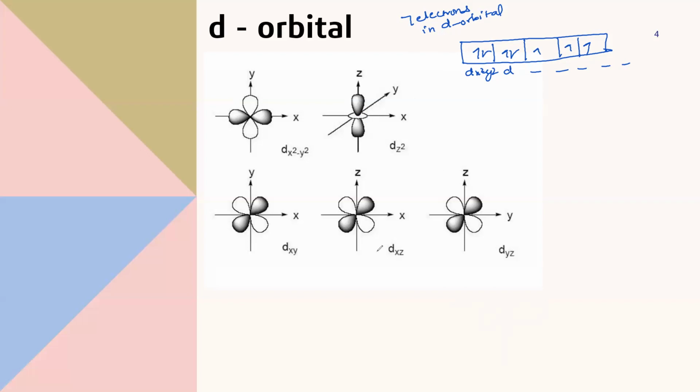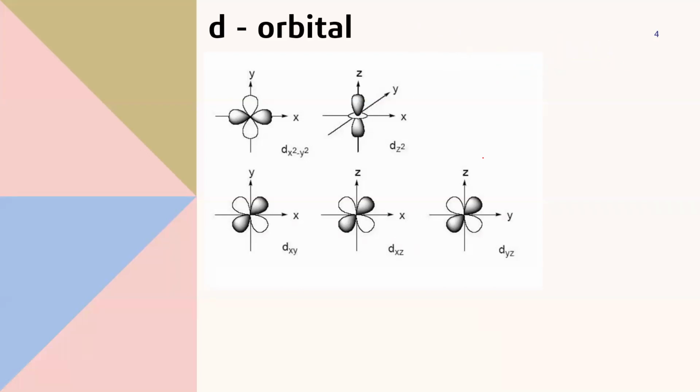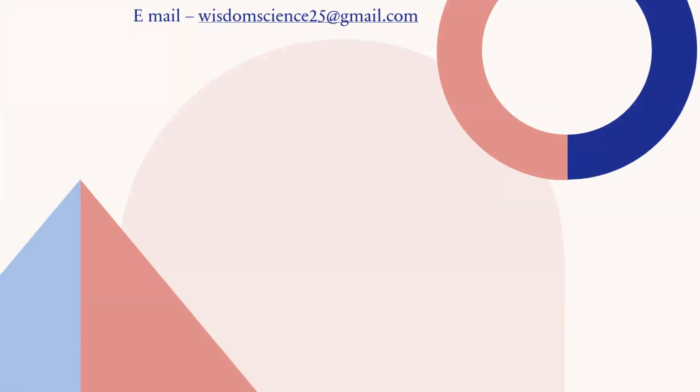Okay. Now your question is how many maximum electrons can be accommodated in the d orbital? Comment this in the comment section. Hope this is clear. Okay, then we are done for this video.